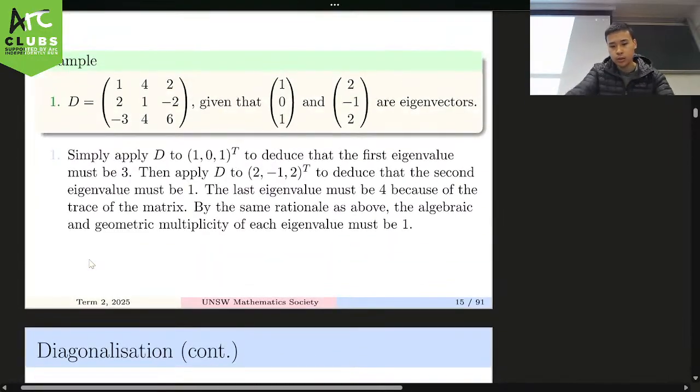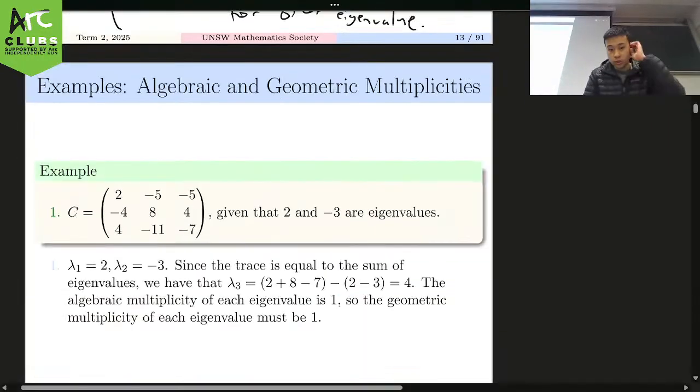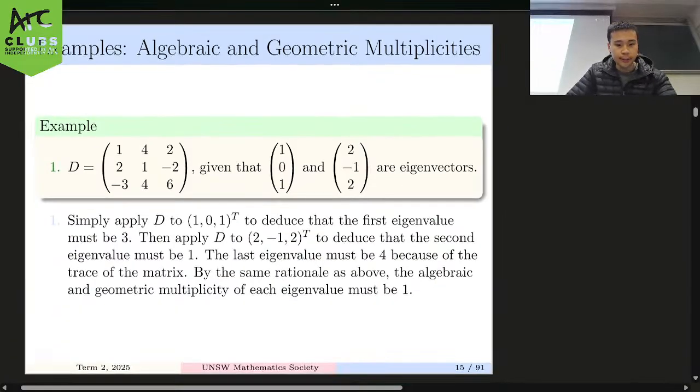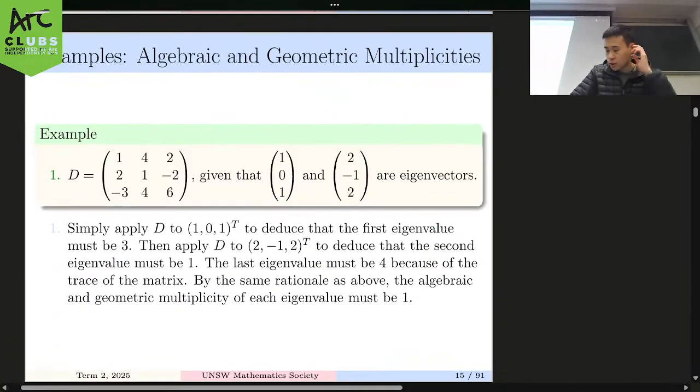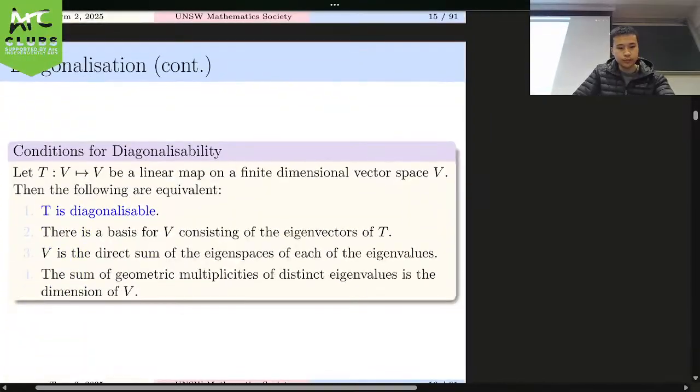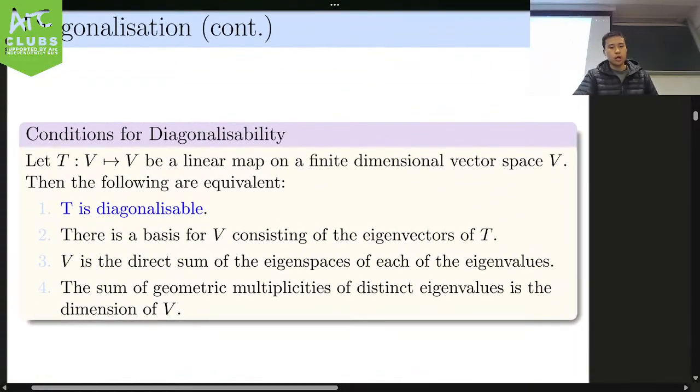Oh yeah, obviously for the geometric and algebraic, once again the AM and the GM are all 1 anyway.